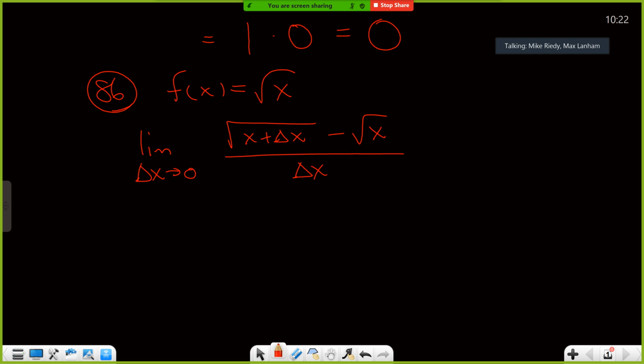So, your friend and mine... I'm sorry, what? Rationalize it? No, because there's no square root in the denominator. But it's kind of like rationalizing. Do you know the word conjugate?